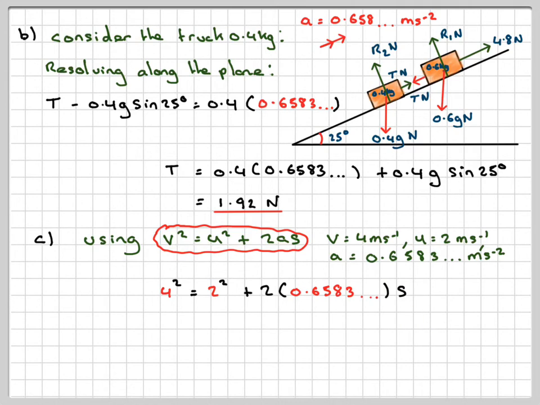4 squared is 16, 2 squared is 4. So that is going to give me that s is 12 divided by 2 times 0.6583. So on my calculator, that gives me 9.1138, which is 9.11 meters.